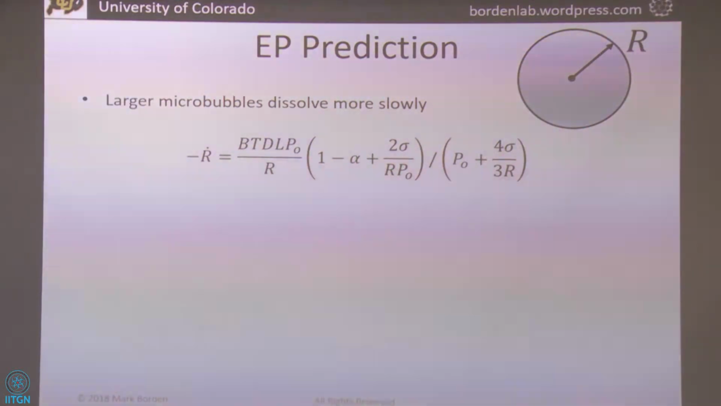This is what's driving the dissolution. So 2 sigma over r P naught. So if r is bigger, then this whole term gets smaller, and so the driving force is also smaller. Conversely, if r gets smaller, then this gets bigger. So it gets bigger, so r dot, the dissolution rate, is faster through this term and through this term.